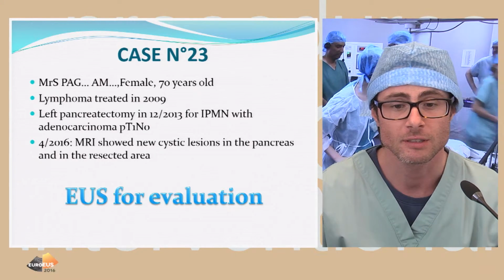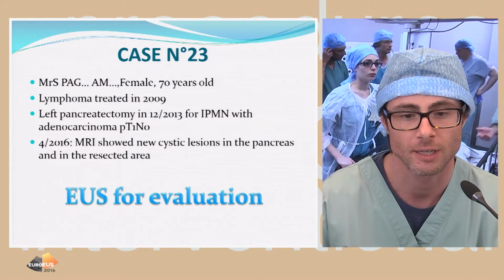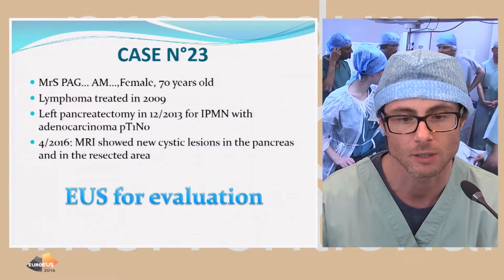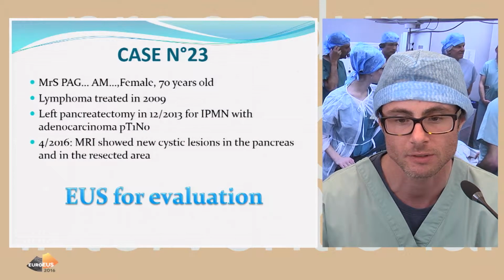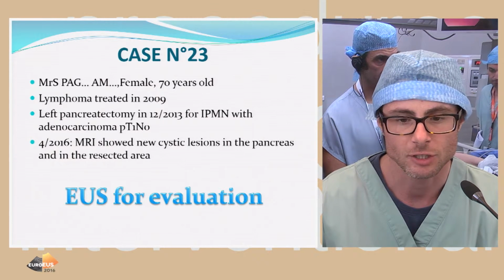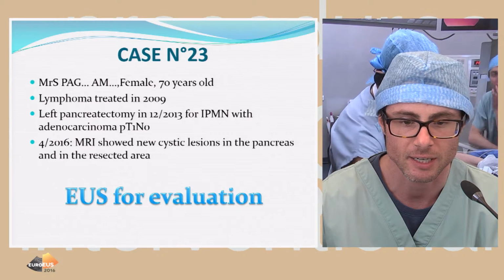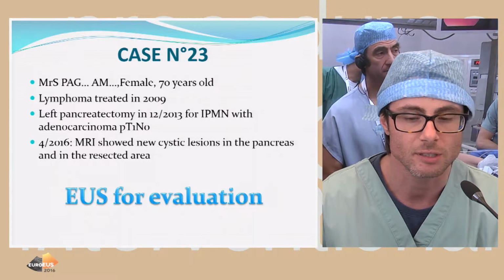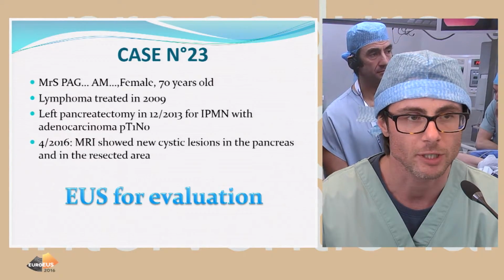This is the case of a 70-year-old female. She had a lymphoma treated in 2009. She underwent a left pancreatectomy in 2013 for IPMN with adenocarcinoma. An MRI showed a new cystic lesion in the pancreas at the level of the resected area, and the patient is here today for US evaluation.